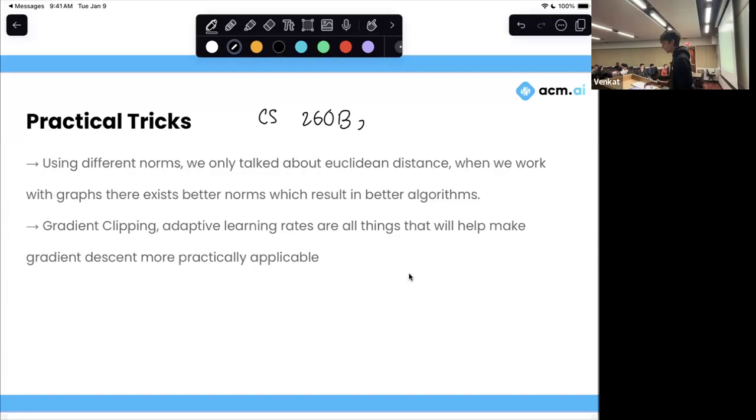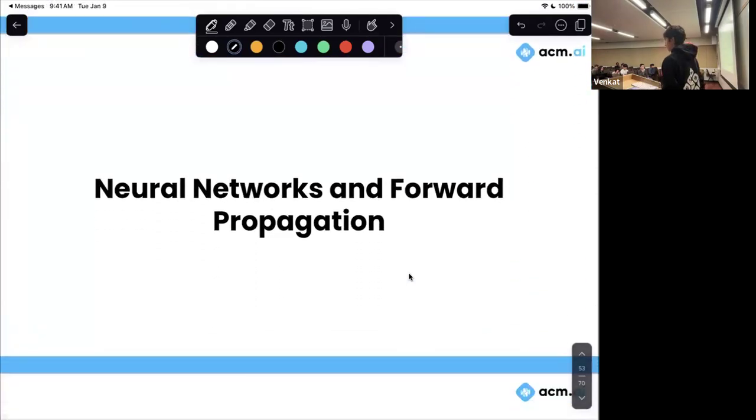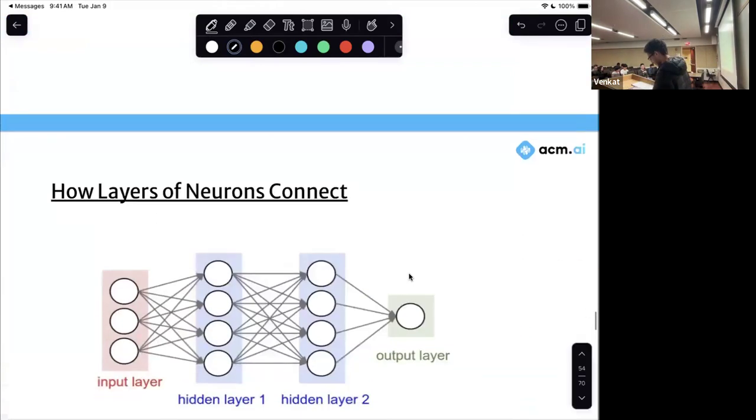Cool. All right, so now we get to talk about neural networks and forward propagation. And you want to do this, Sparsh? Yeah, Sparsh will do this portion. Do you want the iPad? Right. Okay.